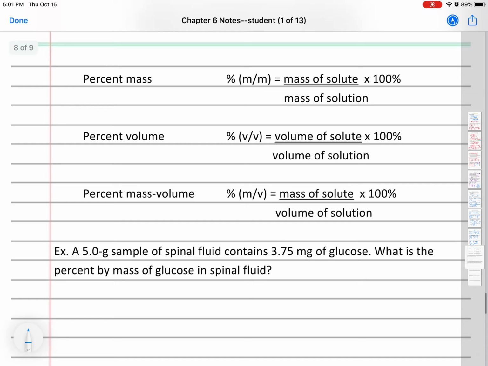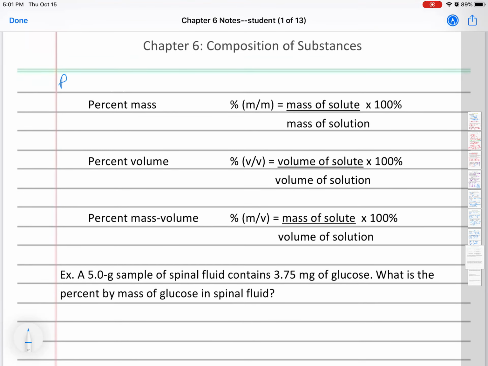All right, so in that last problem, it mentioned percent mass. The concentration was in percent. So we can talk about concentration as a percentage. We would call it percent concentration.